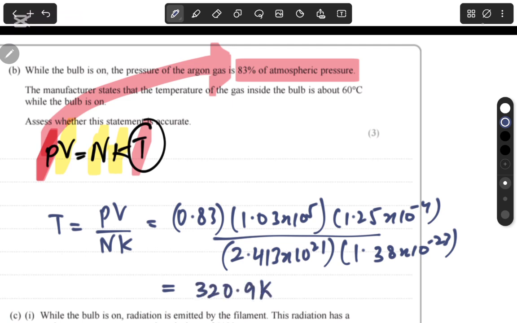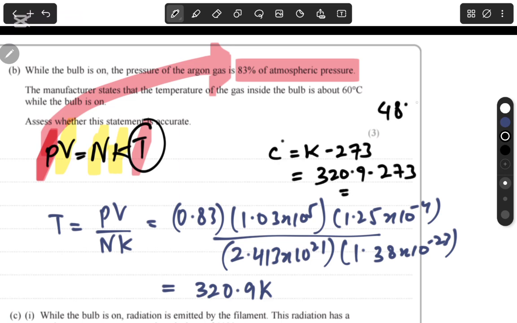That's going to give me 320.9 Kelvin. Now, whenever you want to change from Kelvin to Celsius, you have to remember that Celsius equals Kelvin minus 273. So I'm going to plug it in here: 320.9 minus 273. That's going to give me 48 degrees Celsius, which is less than 60 degrees Celsius. So the statement is not accurate.